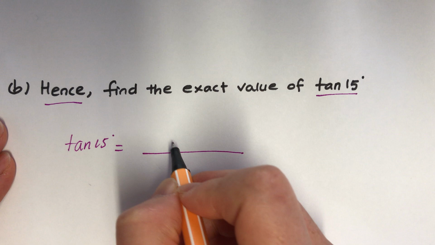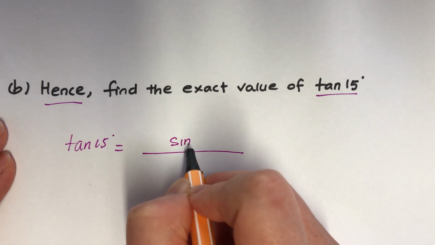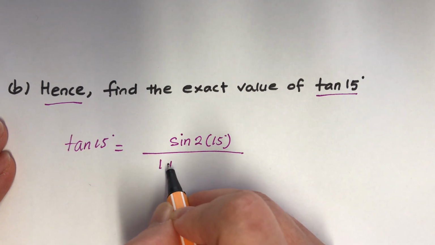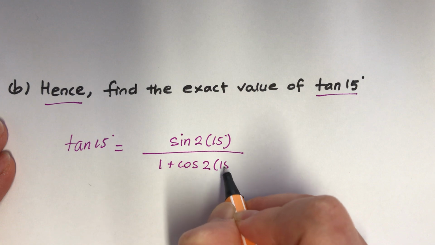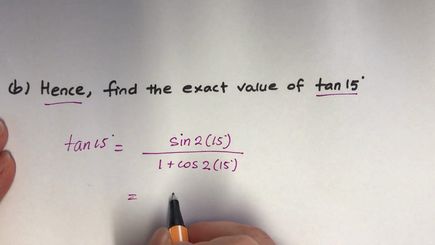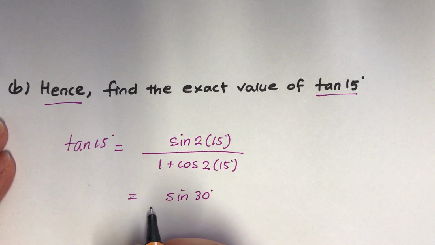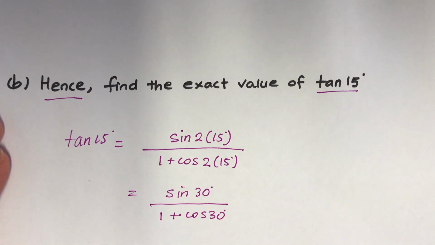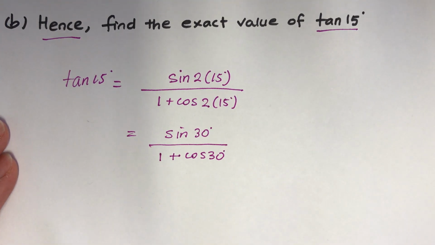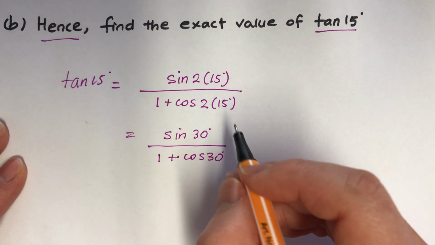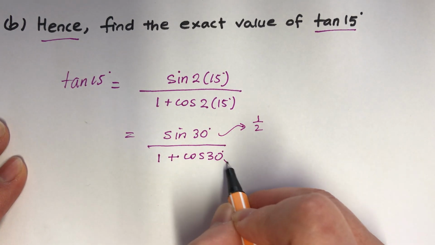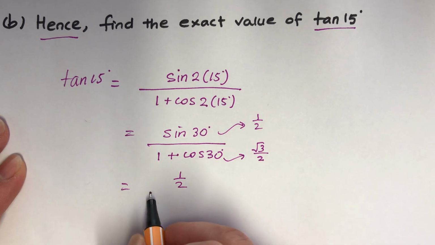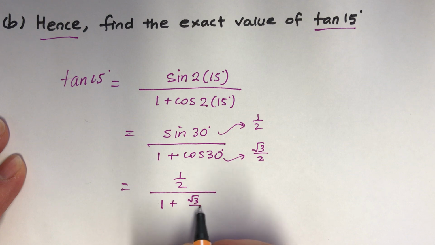So tan 15, using that formula from part A, 2x is 15, so it'll be sine 30 over 1 plus cos 30. Okay, now we are talking, because we can find the exact values of those. That's not a problem. So that's what? Half, and that's root 3 over 2.